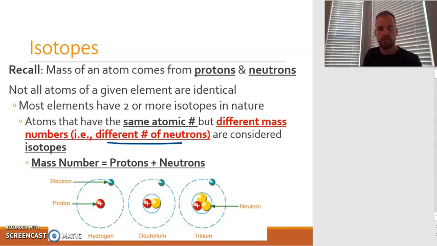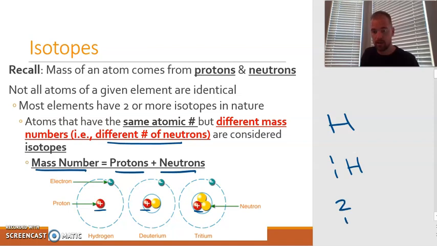Notice all 3 of these atoms have 1 proton. 1 proton, 1 proton, and 1 proton. So what's the same between all 3 of these? They are all hydrogen atoms. But what's different? It's the mass number that's different, right? The mass number is your protons plus your neutrons. So this first atom right here has a mass number of 1. I could write that just like that. This second atom has a mass number of 2. So I could write it like this. And this third atom has a mass number of 3. And I could write its isotope notation like that.